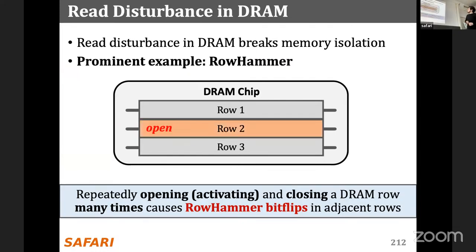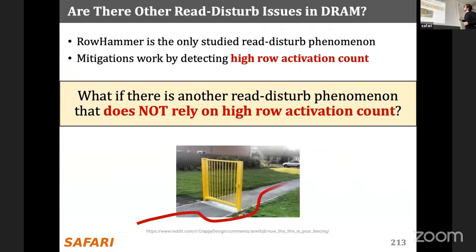And then I want to skip this slide. This is showing RowHammer bit flips. So why is this important? Because these mitigations work by detecting high row activation counts. So they will have a RowHammer threshold set. If a row has been activated 5,000 times, you will refresh its victim rows, right? But what if now you could actually induce bit flips by just one activation or 10 or 100 activations? You have essentially increased the overhead of those mitigation techniques significantly. So this is a disturbance phenomenon that doesn't rely on high activation counts.